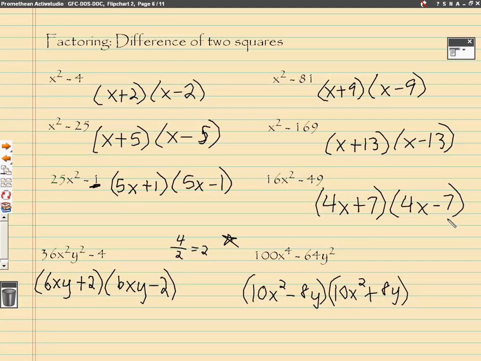All right, now if you could do the second section on your worksheet, the difference of squares section. Difference of squares goes pretty quick, so I'd like you to take 8 minutes to do that section.